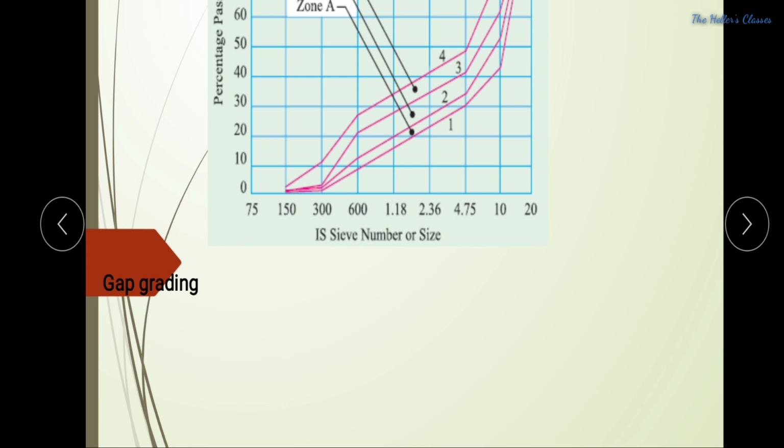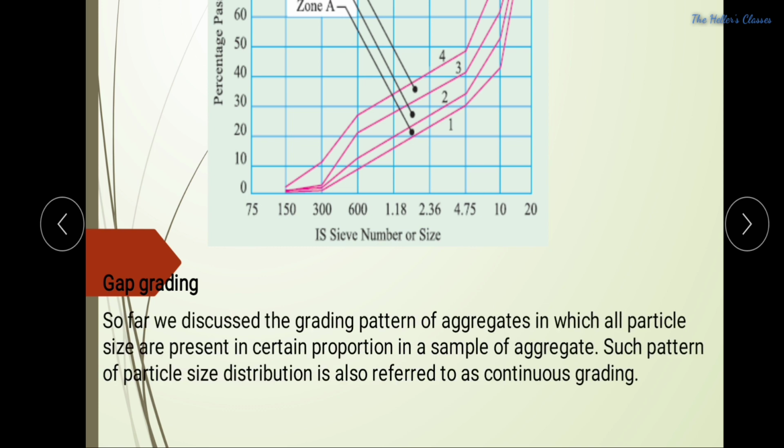The last one is the gap grading. In the previous topic we discussed grading, which is continuous grading. Gap grading means we miss some sizes of materials, and then we may get maximum voids or minimum voids, and those voids are to be filled by the mortar, and that mortar will combine those aggregates in a proper manner. So this is about the aggregates.